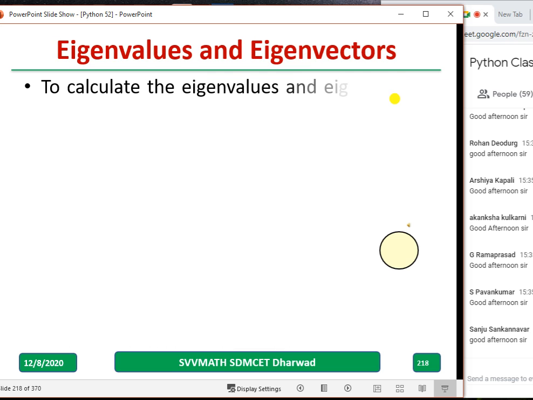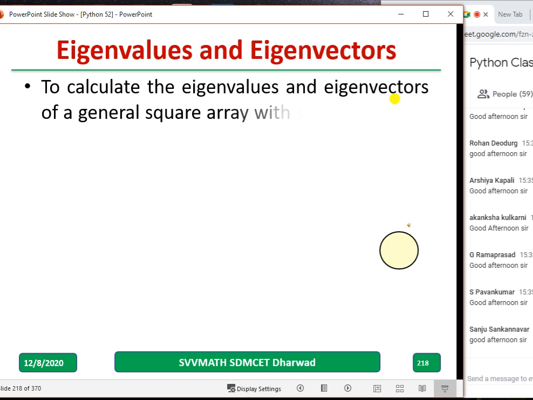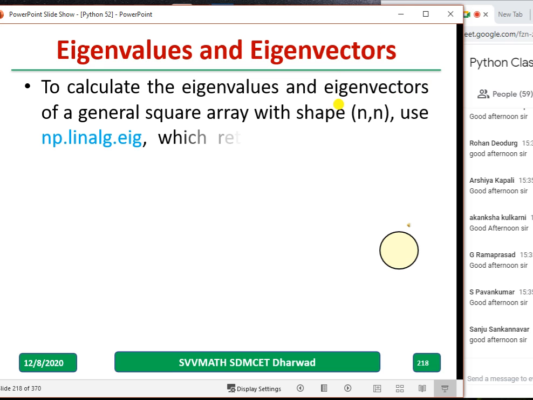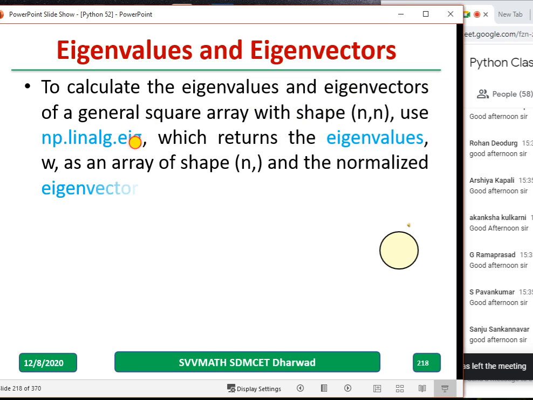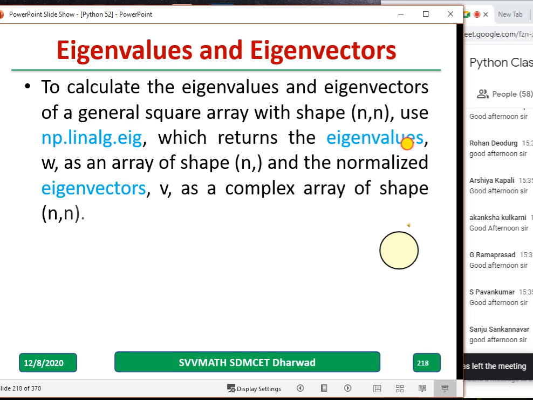To calculate the eigenvalues and eigenvectors of a general square array with the shape n, n, use np.linalg.eig, which returns the eigenvalues w as an array of shape n, and the normalized eigenvectors v as a complex array of shape n, n. Just note down how we can use np.linalg.eig, linear algebra, eigenvalues and eigenvectors.